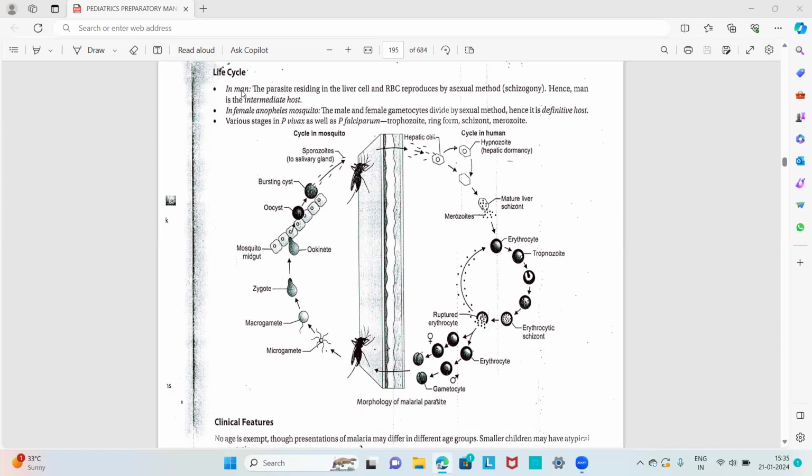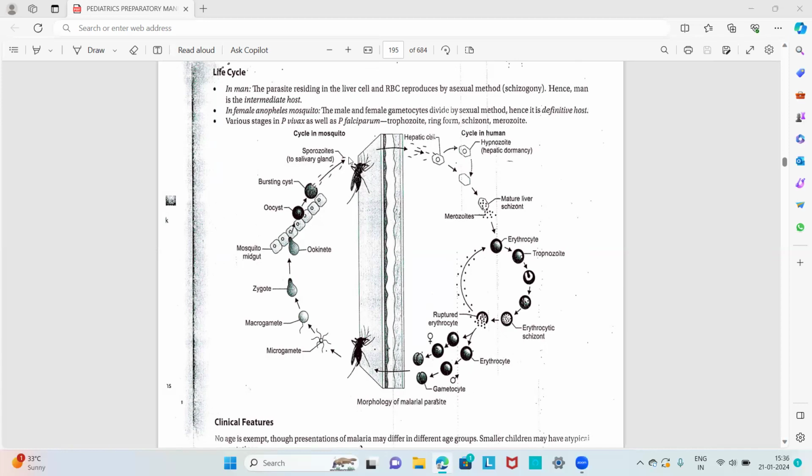The intermediate host for malaria is man, and the definitive host is the female Anopheles mosquito, which reproduces by the sexual method. But man, the intermediate host, reproduces by the asexual method. The various stages in Plasmodium vivax as well as Plasmodium falciparum are trophozoites, ring form, schizont, and merozoite. This is the diagram showing the life cycle of the malarial parasite. An infected female Anopheles mosquito bites a human.